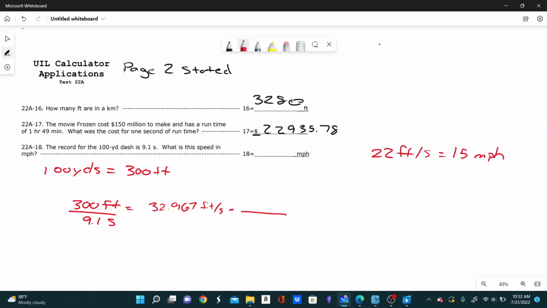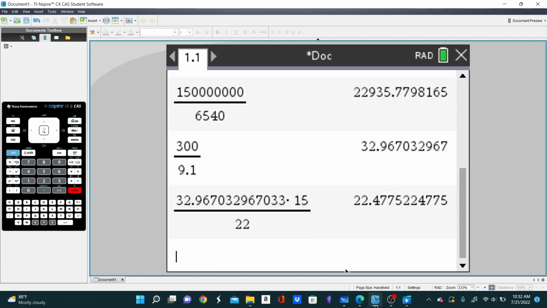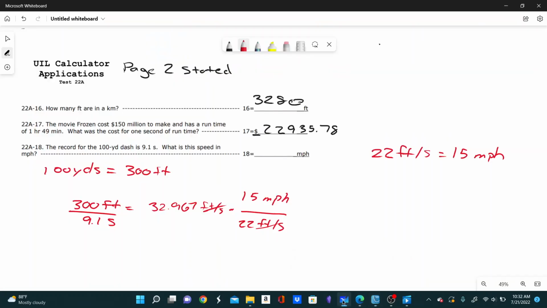So similar to how we went from feet to kilometers, I'm going to put feet per second in the bottom. So it's diagonal from the unit that we're trying to convert, so it'll cancel. And then on the top, we'll put 15 miles per hour. So feet per second will cancel. And so all we have to do is multiply by 15 over 22. And we get, rounding to 3 sig figs, 22.5 miles per hour. Jeez, that is really fast.